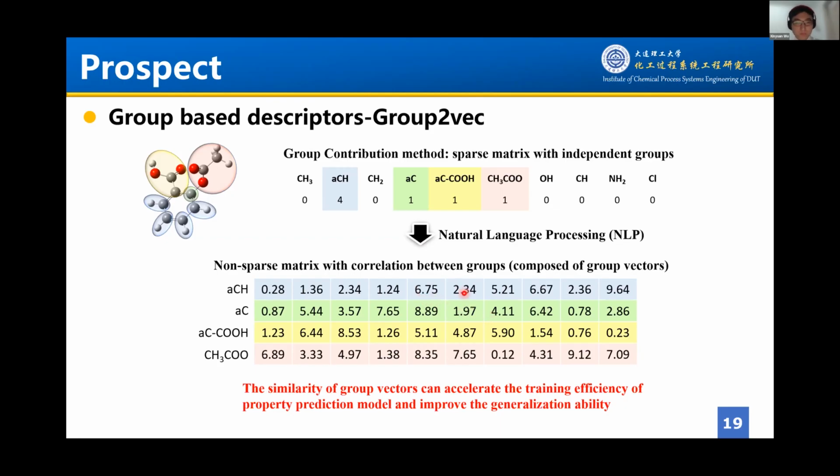generalization ability. Compared with the word-to-vector descriptor, it can be easily combined with neural networks, such as the graph neural network, attention network, and so on. For the graph, for the group, it is more clear than the Morgan fragment.